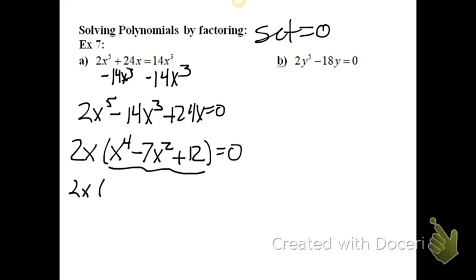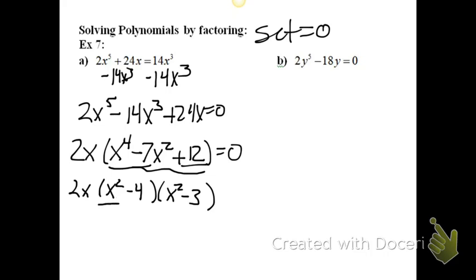Instead of starting with an x and an x, though, I'm going to start with an x squared and an x squared, and I'm just going to see if I can find two numbers that multiply to make positive 12 and add to make negative 7. I think that's going to be negative 4 and a negative 3, right? Those will multiply to make positive 12, and they'll add to make negative 7. So this is the factorization.